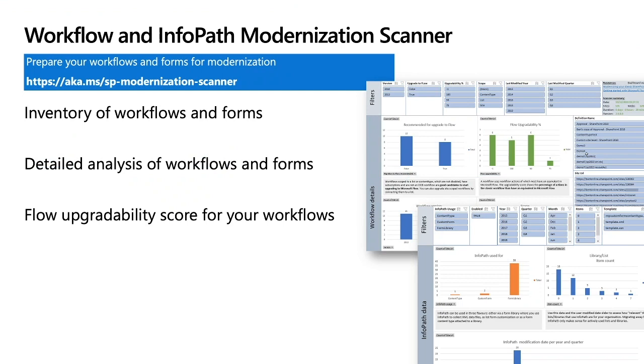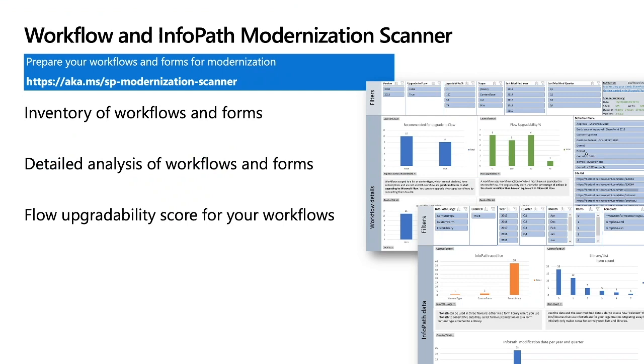And it gives you a detailed analysis of those, which ones are active, which ones haven't been active for a while, so you can make a decision. And also for the workflows, it gives you an upgradability score of how those workflows would perform if you want to look at building them in Power Automate flows. So it is very robust and gives you more information that helps you to analyze your organization or tenant to understand how much of these classic workflows and forms are being used.